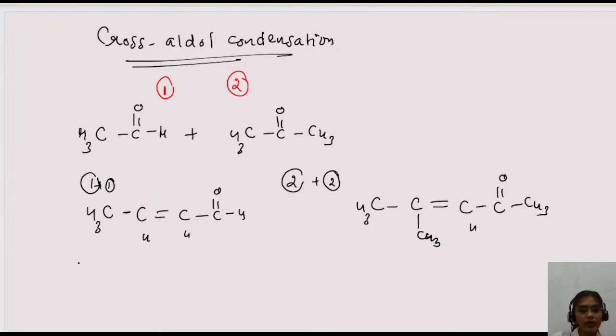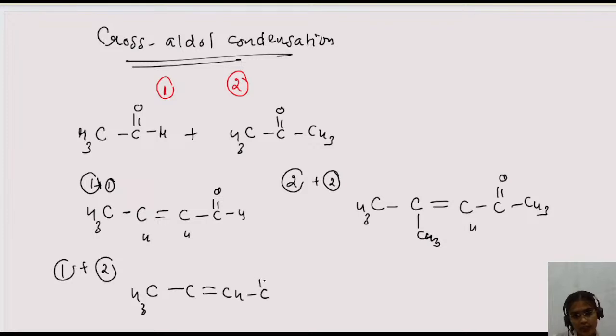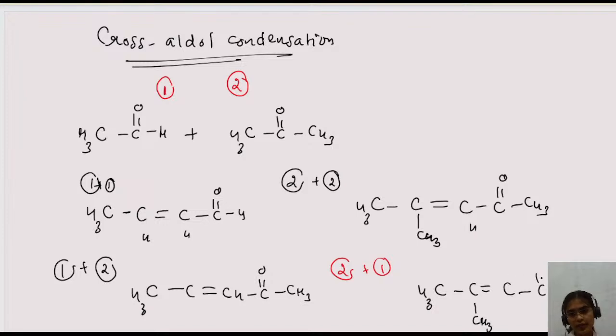What if one combines with two? The product is CH3, carbon double bond CH, CO, CH3. This is one and two combined, or maybe two and one combined. Which kind of product do we get there? It's simply CH3, C, double bond, carbon. Don't worry, I will change the position of my video. And this is a carbon and a CH is there.